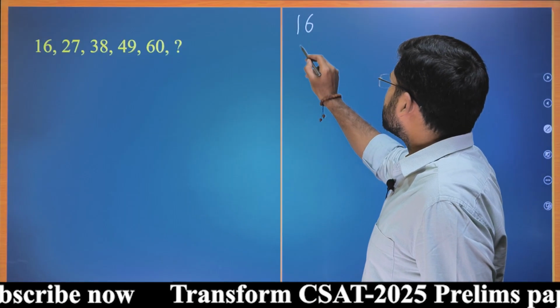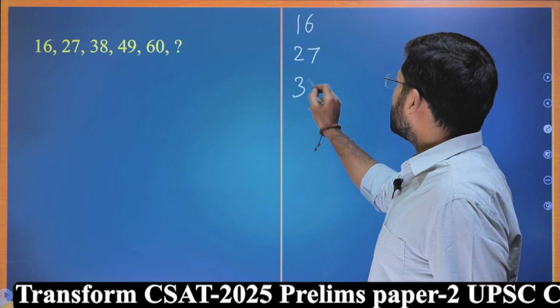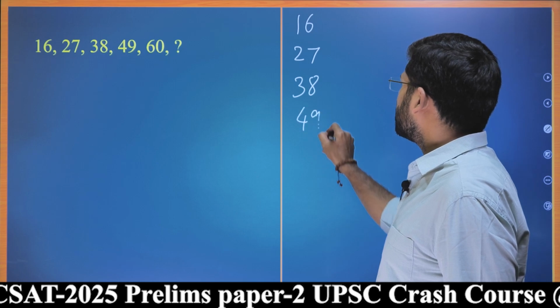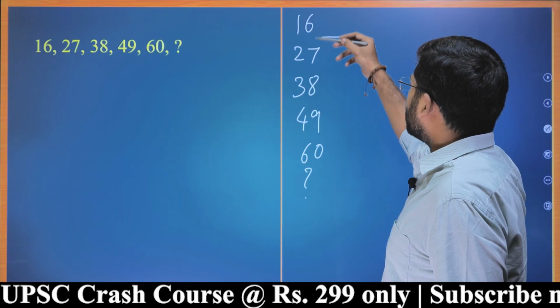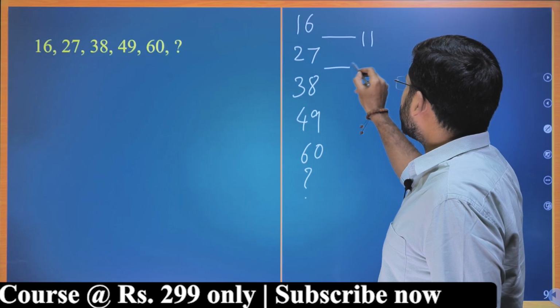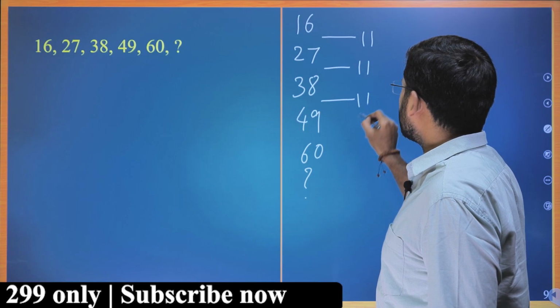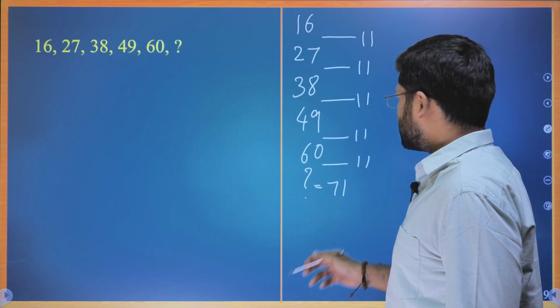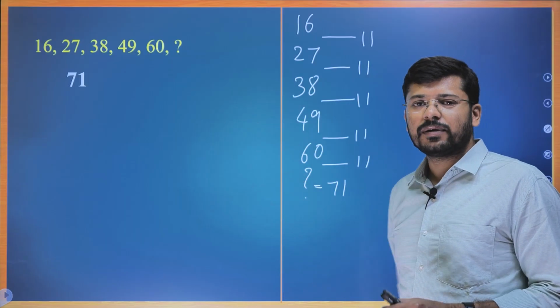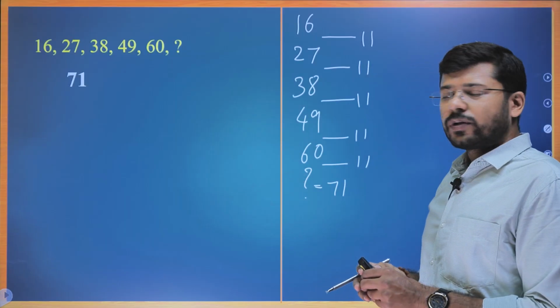Look at this one. 16, 27, 38, 49, 60, question mark. Again, same pattern. 16 plus 11 is 27, 27 plus 11 is 38, 38 plus 11 is 49, 49 plus 11 is 60. So 60 plus 11 would be 71. Yes, we have that answer. Then we will go further now.